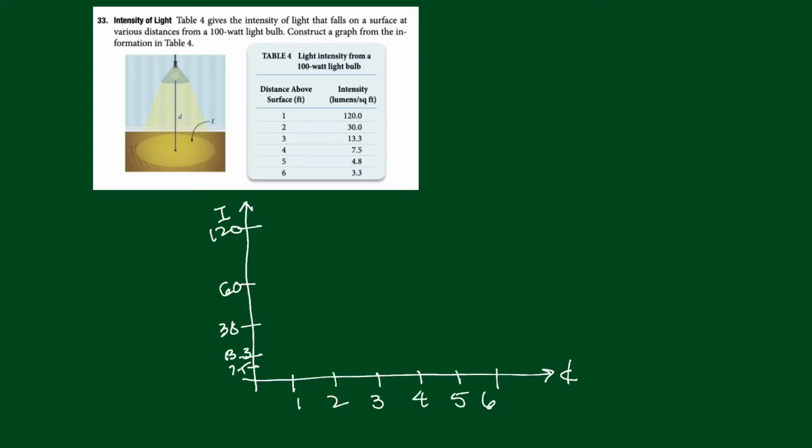Well, let's put some points in. At 1, we're up here at 120. At 2, we are at 30. Well, way down here that quickly. At 3, 13.3. At 4, 7.5. And then we go down to 4.8 at 5. So it's kind of down here, and 6 is way down there.